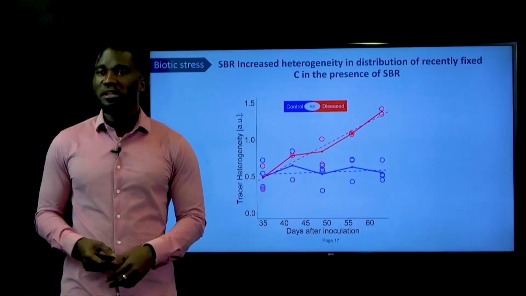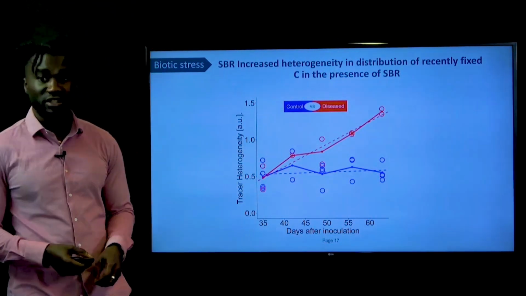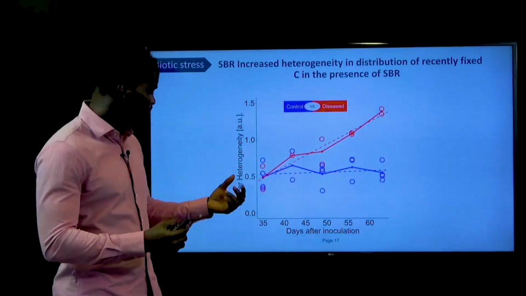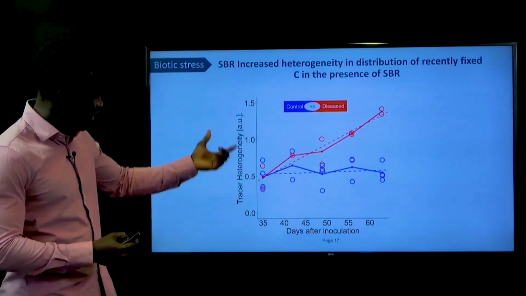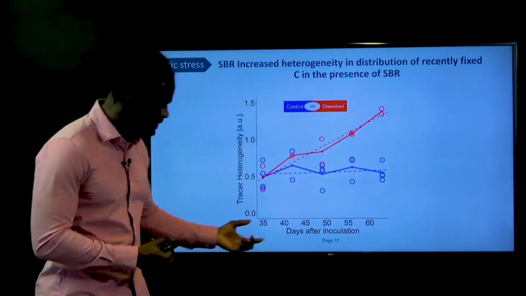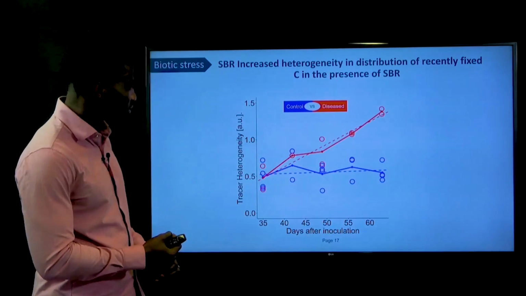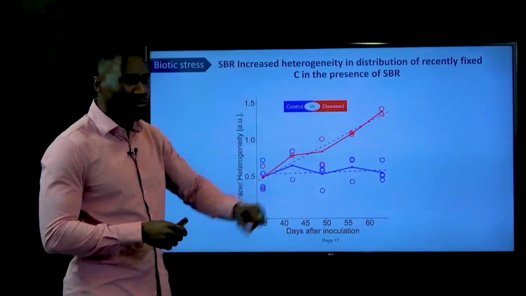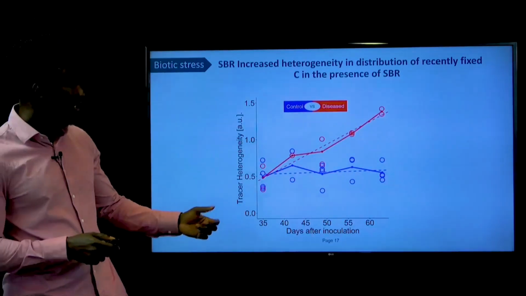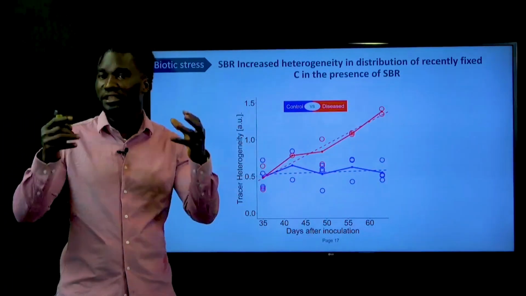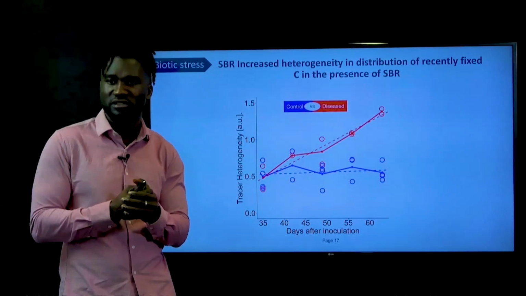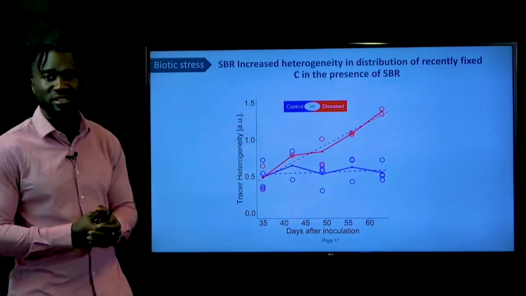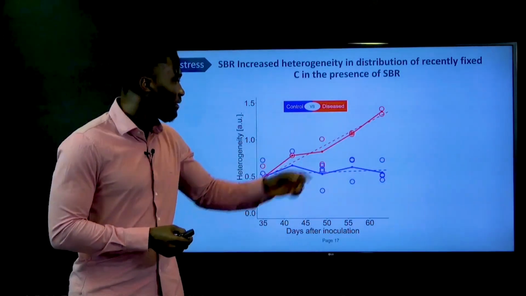Moving on, we determined temporal heterogeneity in tracer transport distribution within several slices of each taproot. Here, I'm showing tracer heterogeneity on the vertical axis and days after inoculation on the horizontal axis. Again, control is rendered in blue and the disease samples are rendered in red. Here, the circles represent heterogeneity values for each taproot measured, and the blue and red lines represent their linear regressions for control and disease samples respectively.